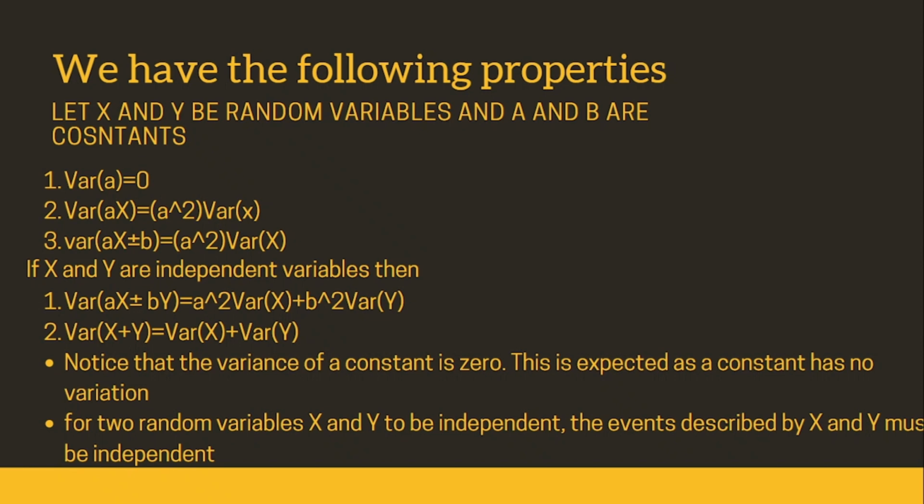Then the variance of x plus y is just going to be the variance of x plus the variance of y summed together. So notice that the variance of a constant is 0, and this is because a constant has no variation. Then for two random variables x and y to be independent, the events described by x and y must be independent. So if it's not independent, we cannot use this formula, and instead we have to do something else, which usually the question will provide some input as to how you are supposed to calculate it.